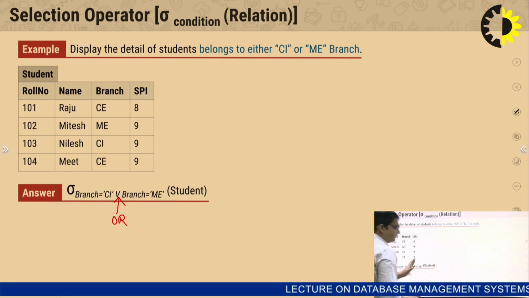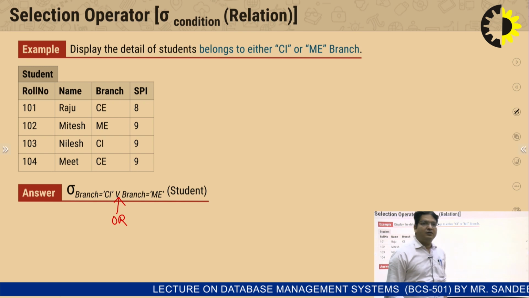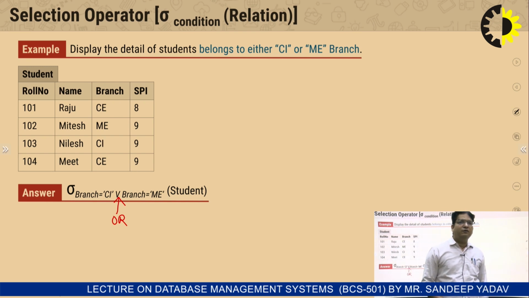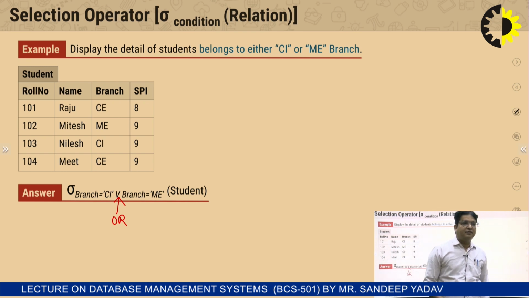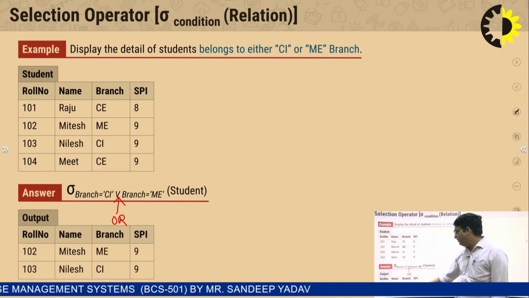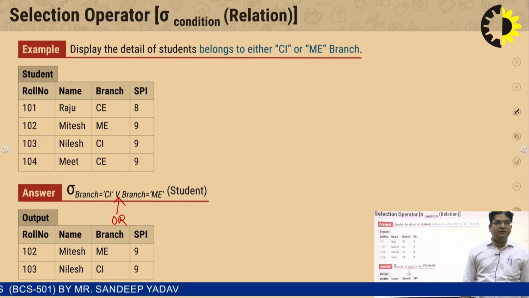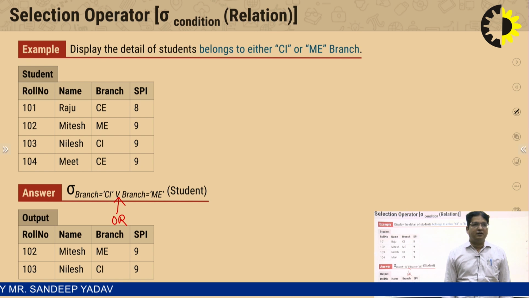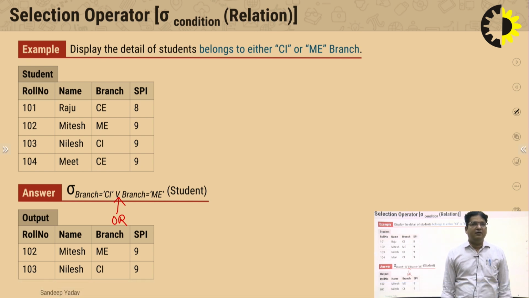The condition is either this or this. So the output will be showing the students of CI branch as well as of mechanical branch. So the answer will be like this: branch is ME and branch is CI. We have to watch carefully whether both conditions are required. If both conditions are required, then we have to use the AND operation, and if either one has to be fulfilled, then we have to use OR.